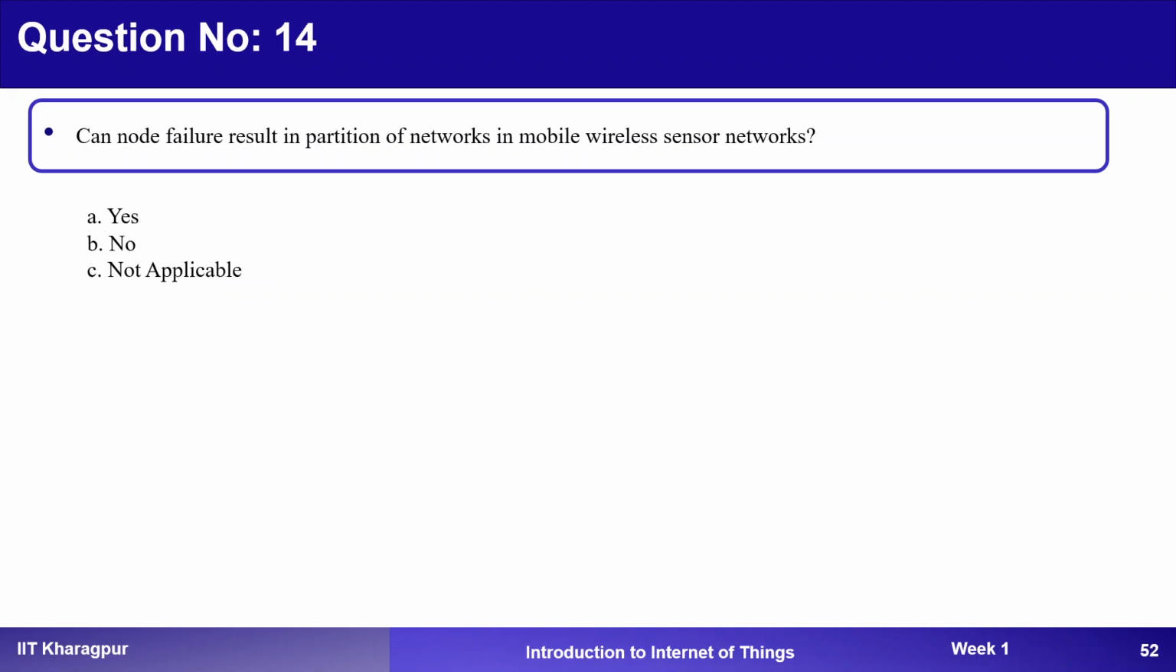Can node failure result in partition of network in mobile sensor networks? Yes, no, not applicable. Yes. Can node failure result in the partition of mobile wireless sensor network? It's not static wireless sensor network, it's mobile. No. It will perform CHOP.